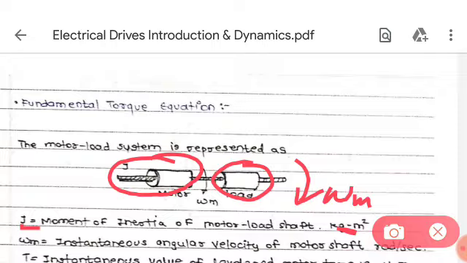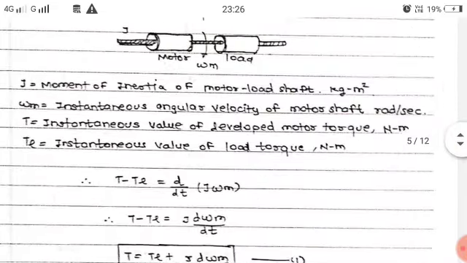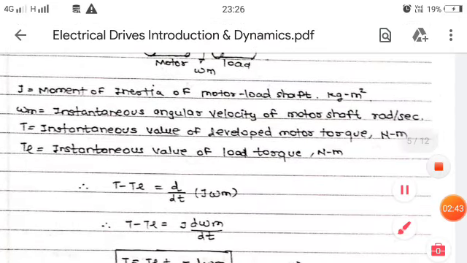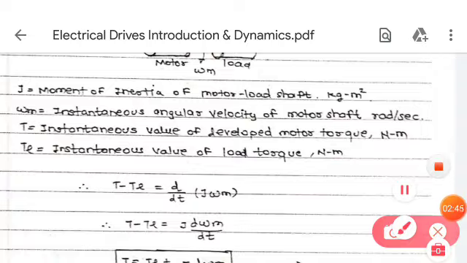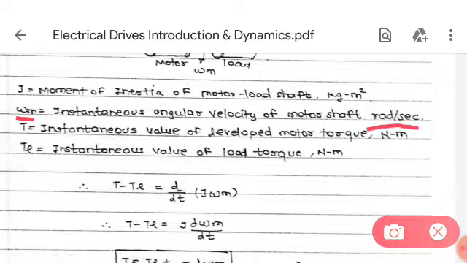Then omega m is the speed, instantaneous angular velocity of motor shaft, and it is in radians per second. Capital T is instantaneous value of motor torque given in Newton meters. Similarly, TL is instantaneous value of load torque in Newton meters. So kg meter square is for J, radians per second is for omega m, and Newton meter for the torques.